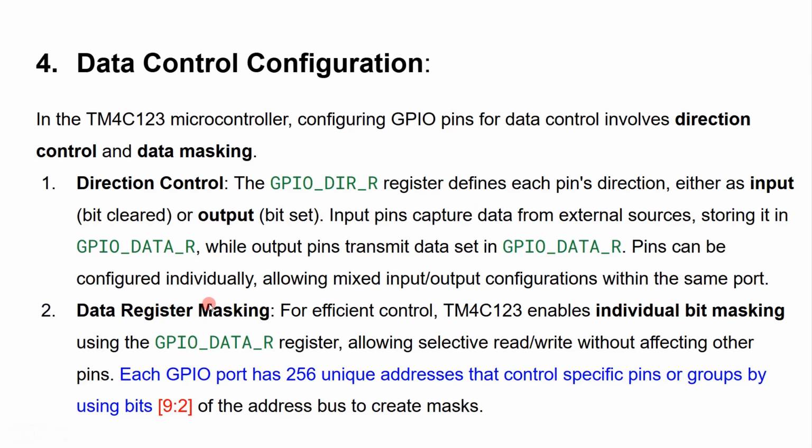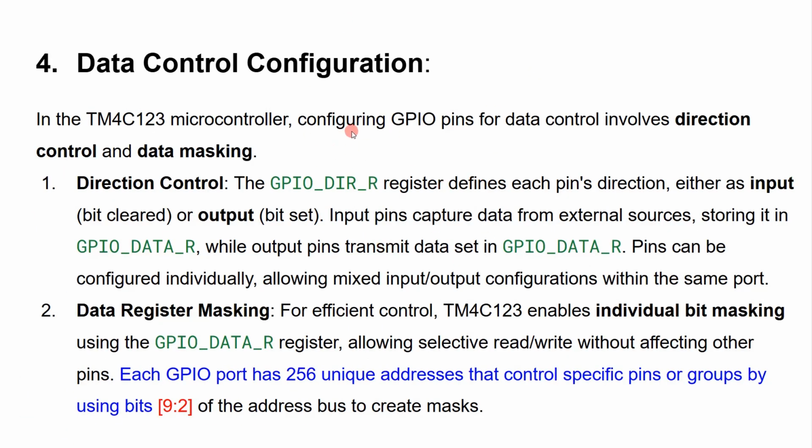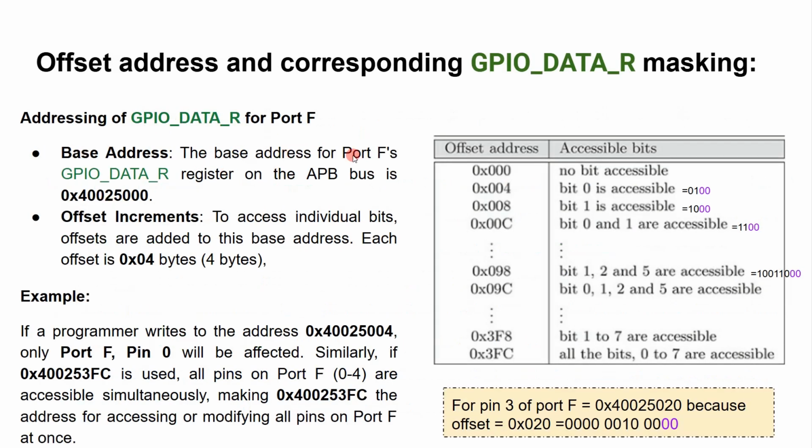Then we have data register masking, wherein we can individually bit mask the GPIO DATA register. The GPIO ports have around 256 unique addresses which control the specific pins or groups by using the bits 9 to 2. To explain how this masking is done, let me consider that I'm using the GPIO DATA register for port F in order to make it a data control configuration. We know the port F starting address on the advanced peripheral bus, that is 0x40025000. Say you want to access only individual bits, then you need to add an offset address. By adding an offset address, you are masking the individual bits.